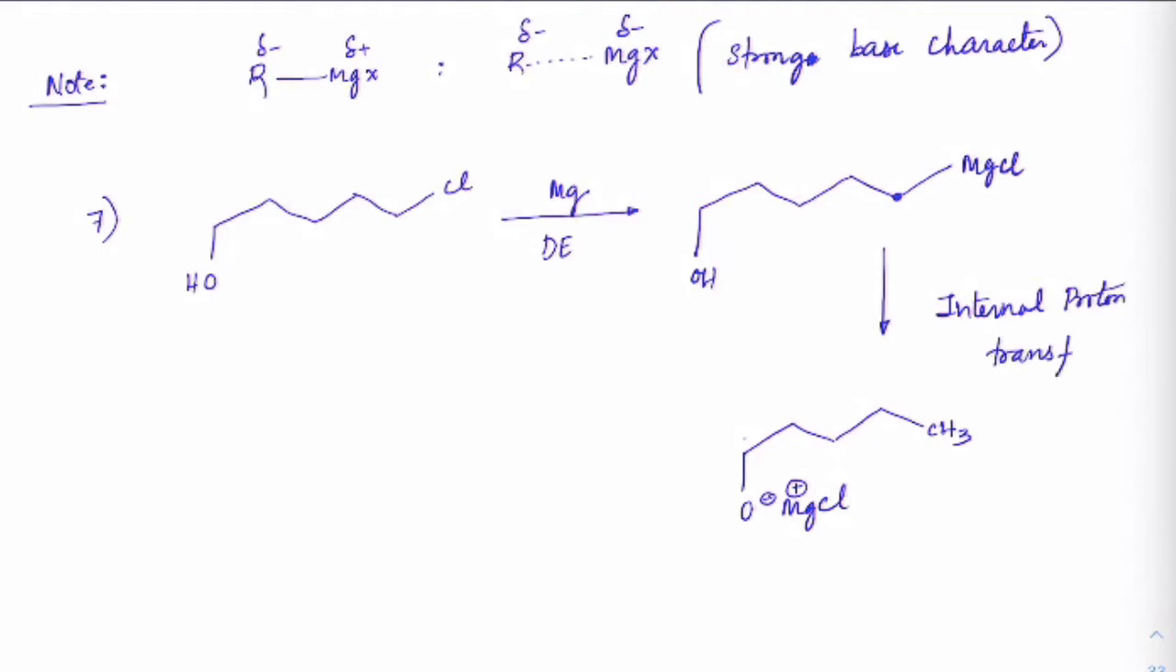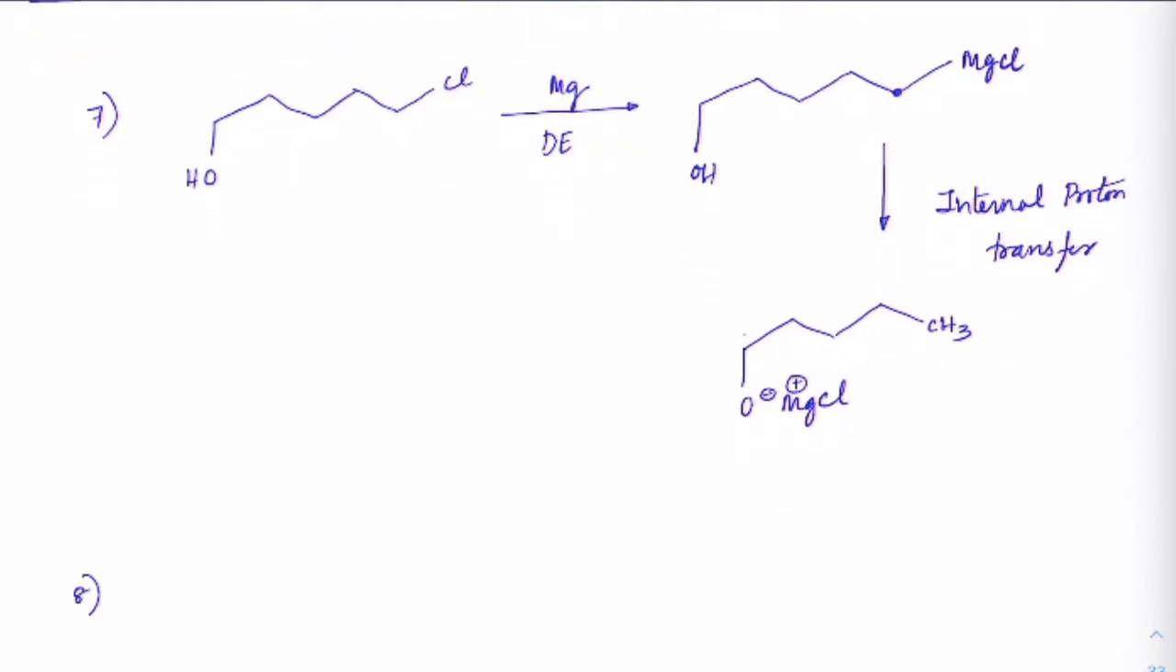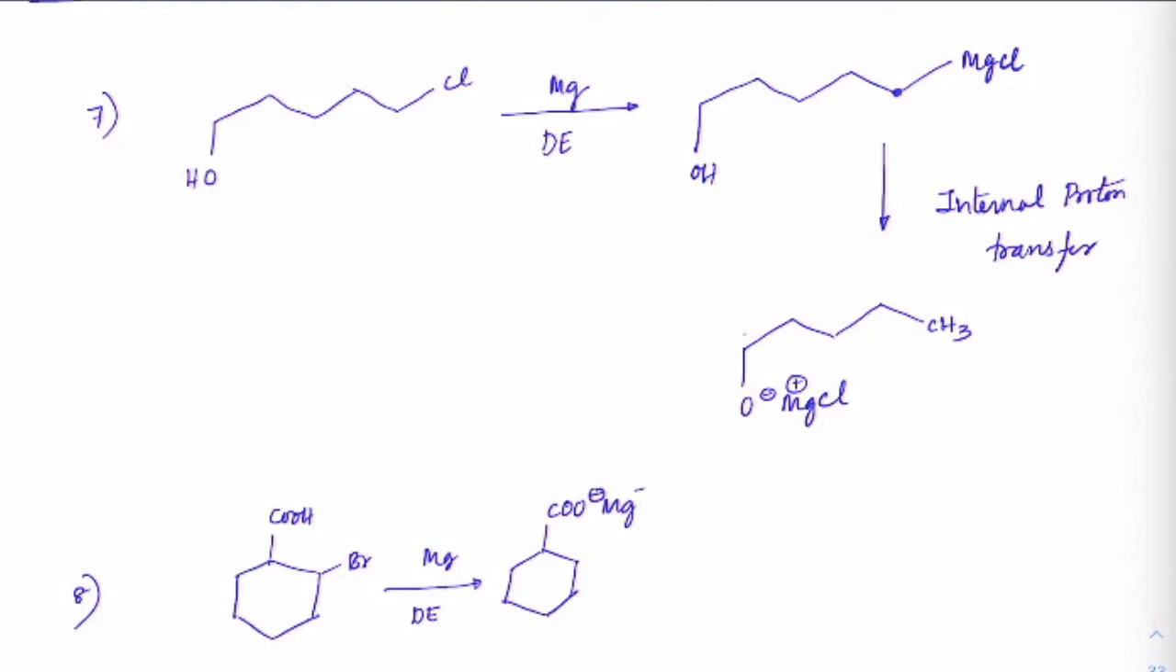So internally, if there is any strong base group present, it will extract the proton internally and O minus will be formed. Let me show you one more example. Suppose we have COOH and bromine here, and I treat that with magnesium in dry ether, so we would get COO minus, Mg plus and Br. First the Grignard would be formed and then hydrogen internally will transfer to that.